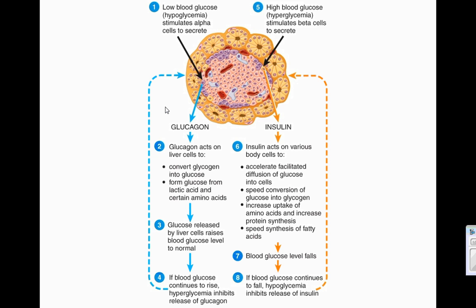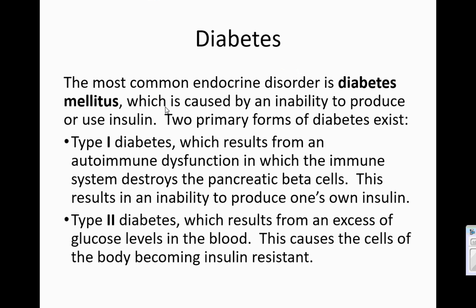Before we move on from the pancreas, I want to talk about the most common endocrine disorder, which if you haven't looked ahead, anybody know what it is? Diabetes. Diabetes mellitus, which results from generally one of two things: an inability to produce insulin or a resistance to it, which means that you can't use it even though you produce it.